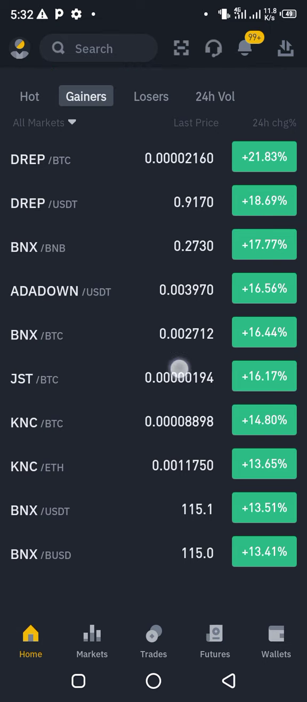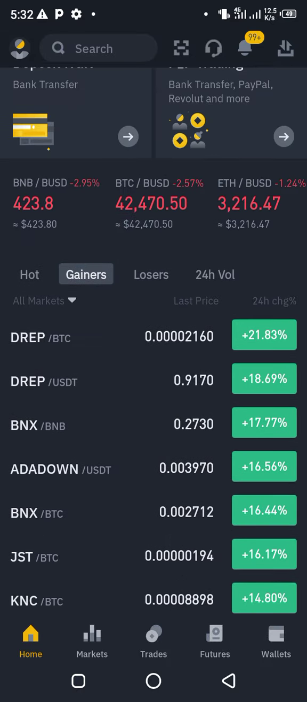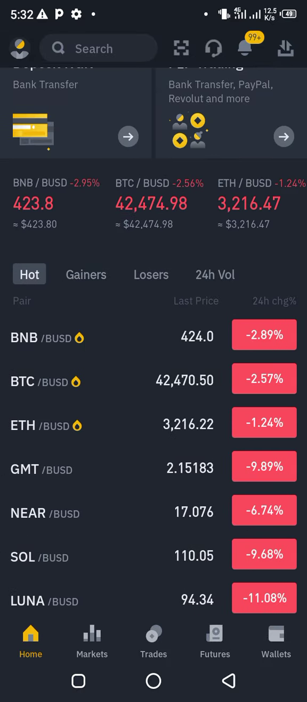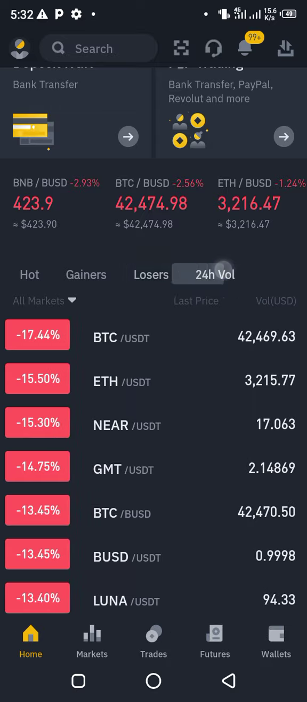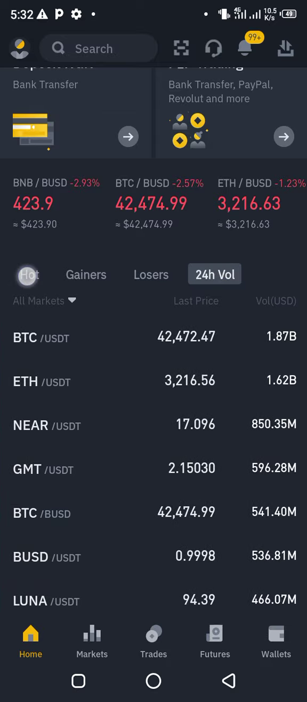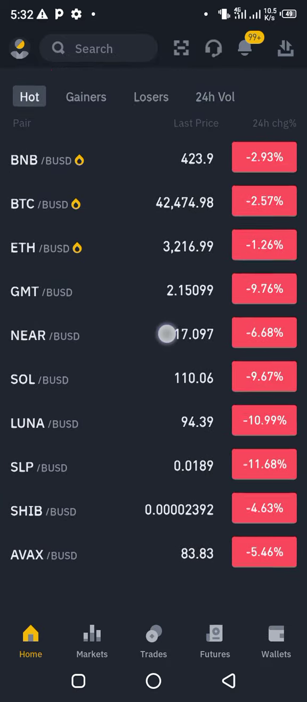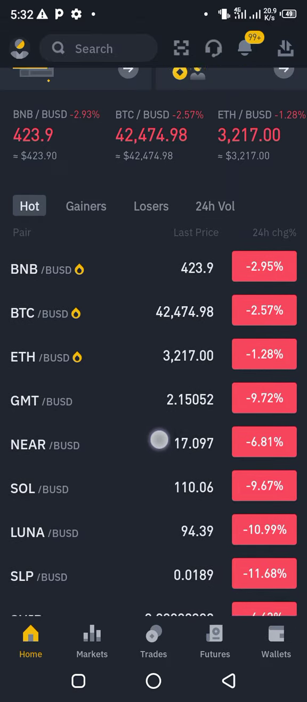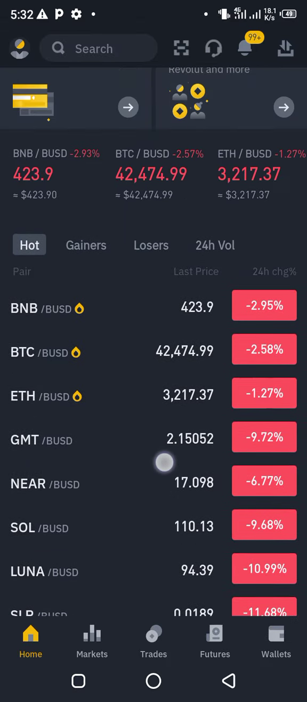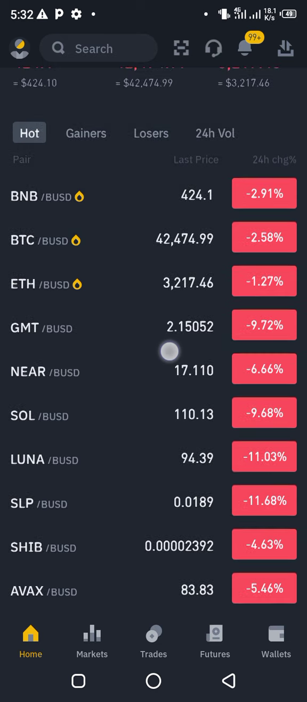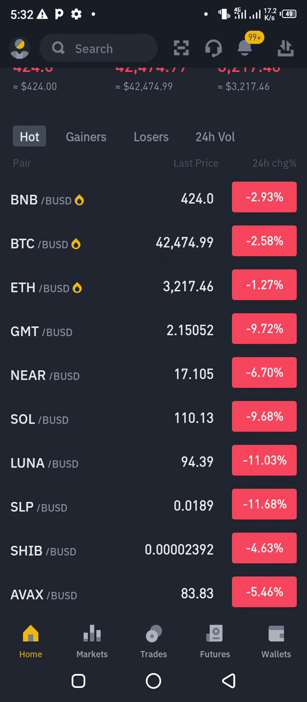Before I do that, I want to quickly explain again what this section is all about. We have the hot, we have the gainers, we have the losers, we have the 24-hour volume. On the hot section, this is simply telling us that these coins, I mean these pairs, are hot. In other words, people are trading them here on Binance. A lot of persons are getting into this project. That is why it's called the hot section. It has a lot of volume.